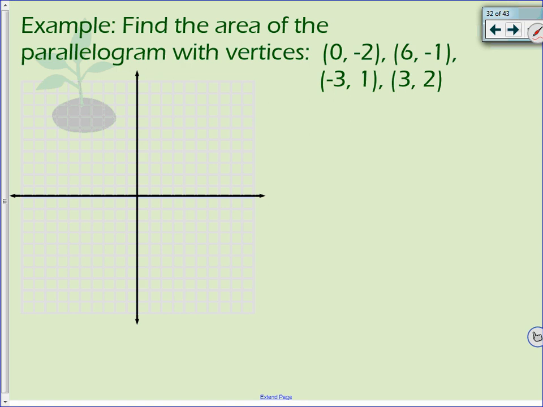All right, so we're going to find the area of this parallelogram using vectors and using matrices. So we have 0, -2, 6, -1.